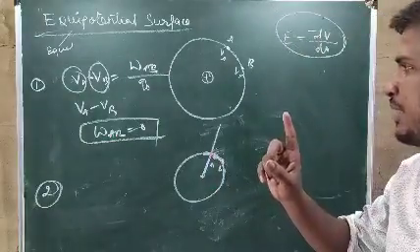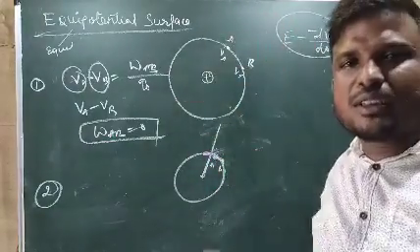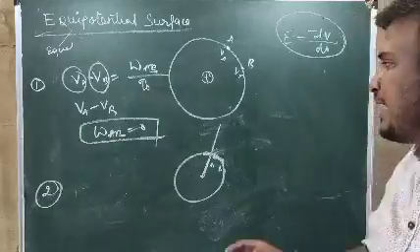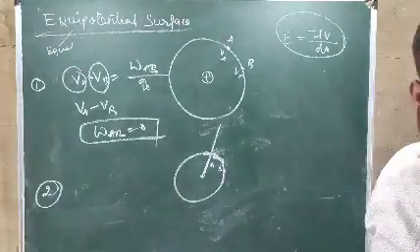Second property. What is the first property? No work is done in taking a unit positive charge along the surface. The second one is that the electric field must always be perpendicular to the equipotential surface.